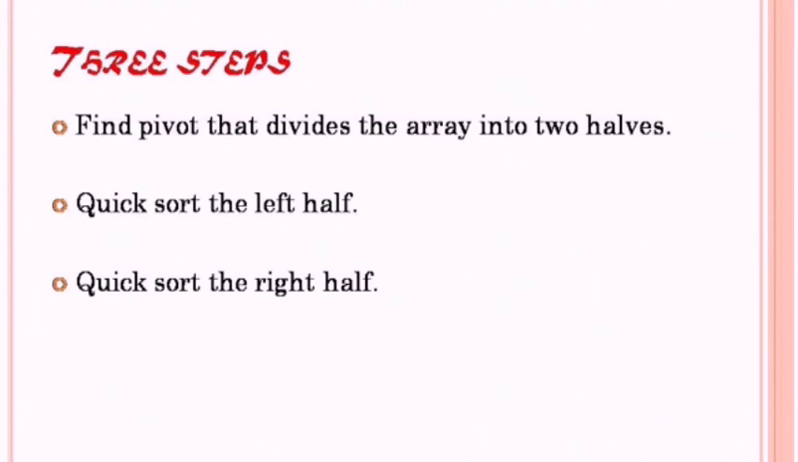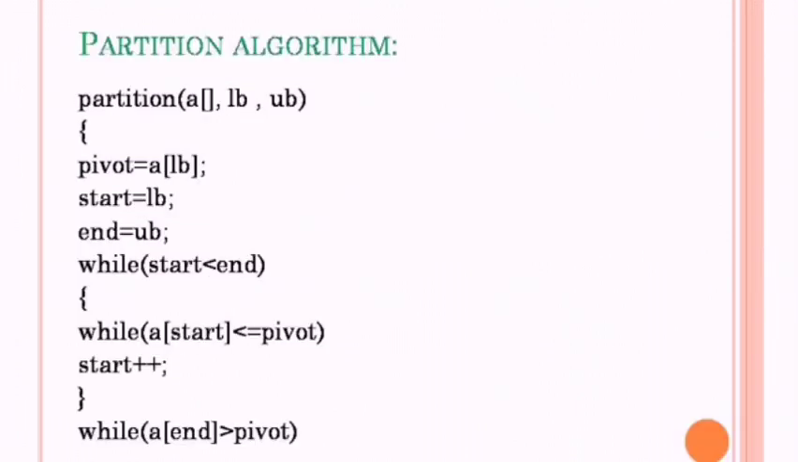For writing a quicksort algorithm, we need to follow these three steps. First, find pivot, divide the array into two halves, and quicksort the left half part and quicksort the right half part. Same as I said in the first two slides.